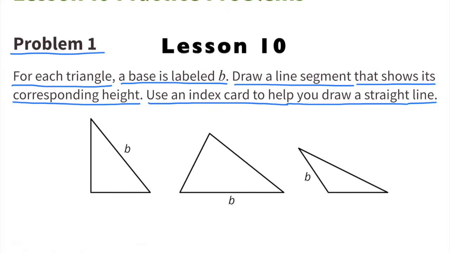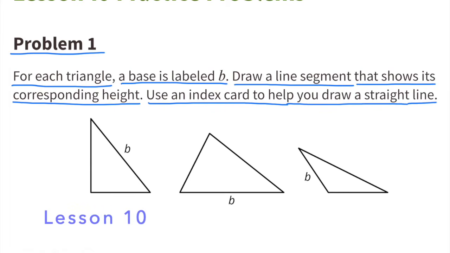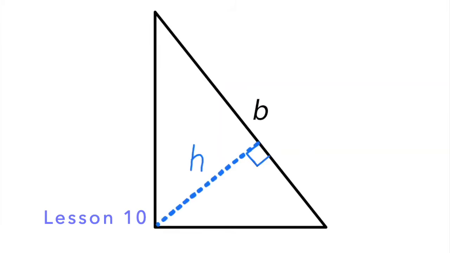Unit 1, Lesson 10, Bases and Heights of Triangles. Number 1. For each triangle, a base is labeled B. Draw a line segment that shows its corresponding height. Use an index card to help you draw a straight line. Labeled H is the corresponding height at a 90-degree angle compared to the base, B.